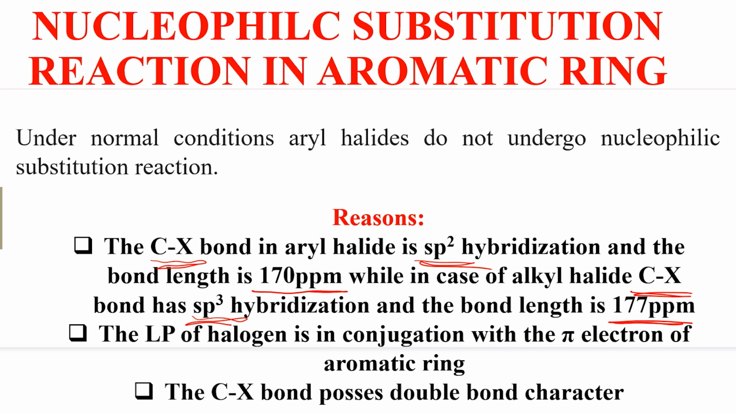The second reason behind this is that the halogen atoms come under the category of species which have lone pairs of electrons available. So, the lone pair present on the halogen participates in conjugation with the pi electrons of the aromatic ring, and due to this phenomenon, the carbon halogen bond in aryl halides starts showing a double bond character. We also know that the shortening of the bond length in aryl halides is due to the presence of this double bond character, because a single bond is normally longer in comparison to a double bond.